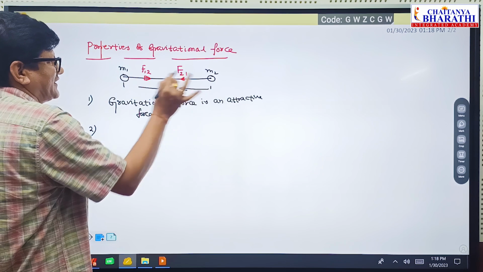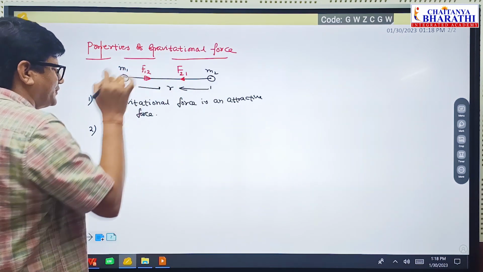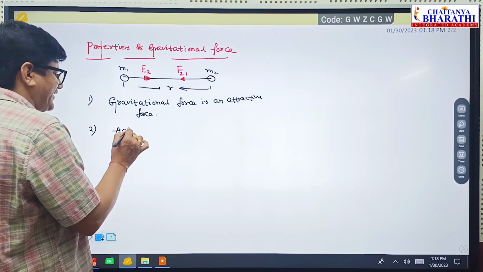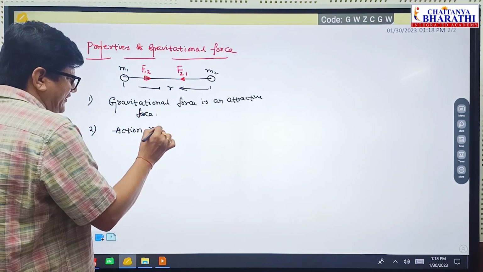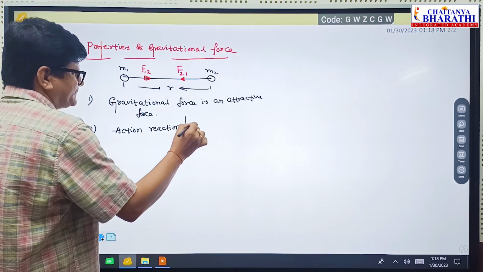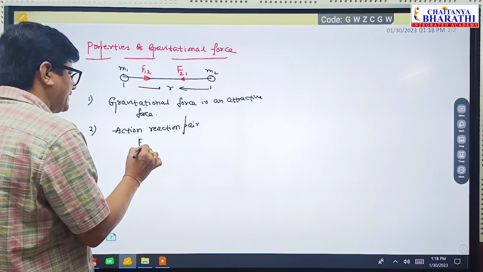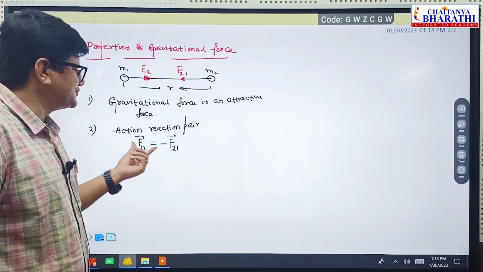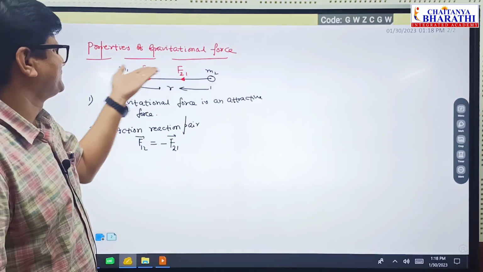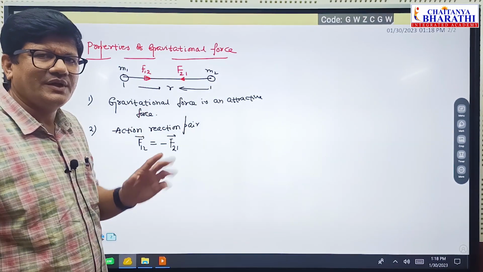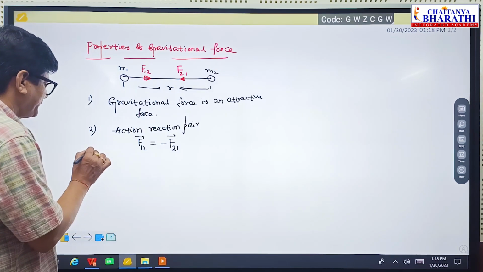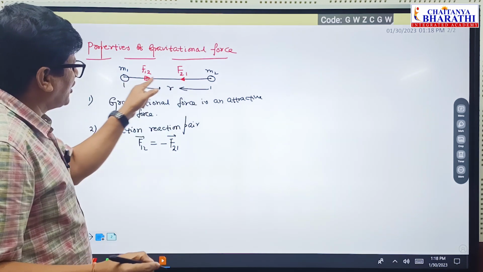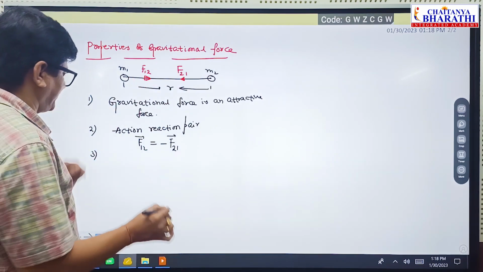Second, these gravitational forces are an action and reaction pair. So F12 equals minus F21. These two forces are action and reaction. They are equal in magnitude but opposite in direction. And the next property is that these forces act along the line joining the two masses.